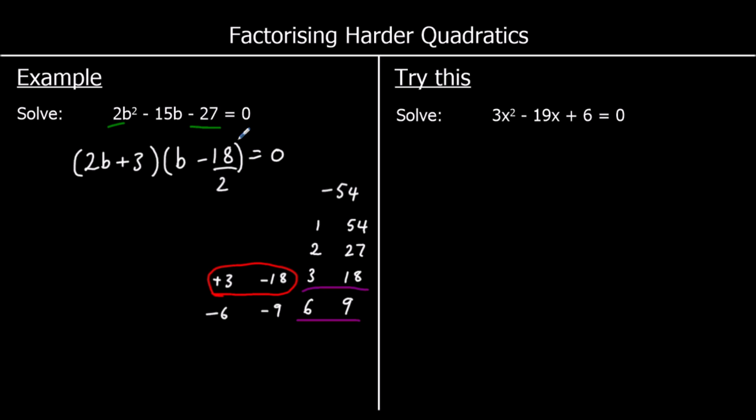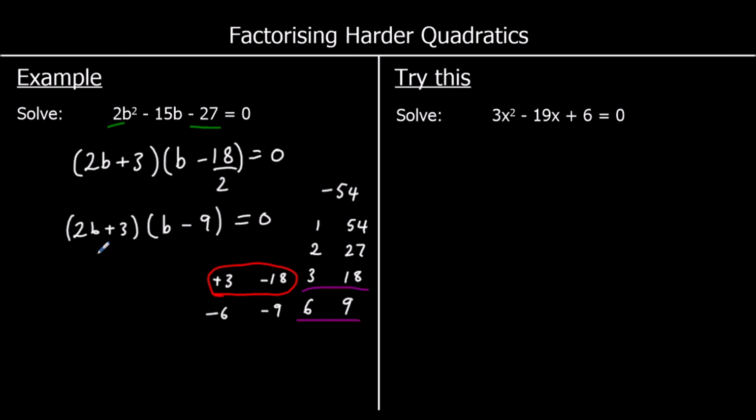18 is even, so we're going to put that over the 2. So we've got 2b plus 3 and b minus 9. So how do we solve it? There's going to be 2 answers, 2 b options. So either the first bracket is equal to 0 or the second bracket is equal to 0.